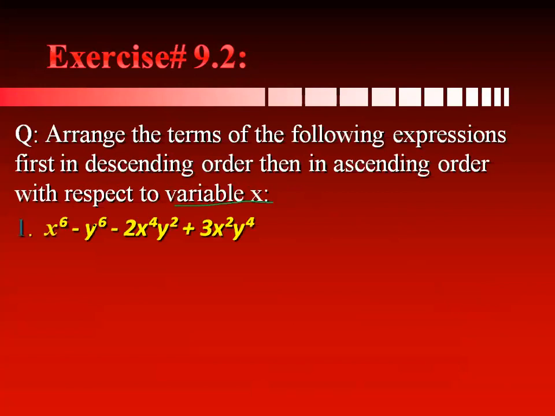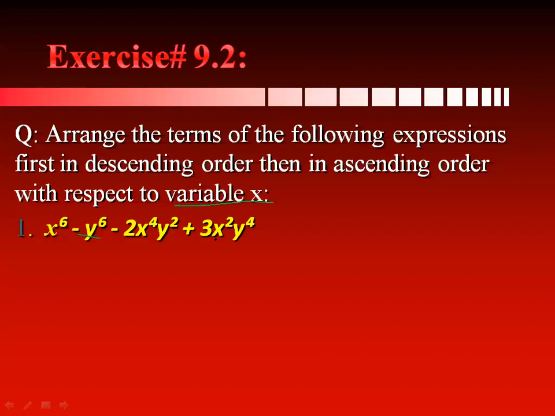So here you have the question x power 6 minus y to the power 6. Here you have no x, so what you will say, here the power of x will be 0. Okay. If nothing is written here, we will assume that the power of x is 0. Here the power of x is 4, and here the power of x is 2.